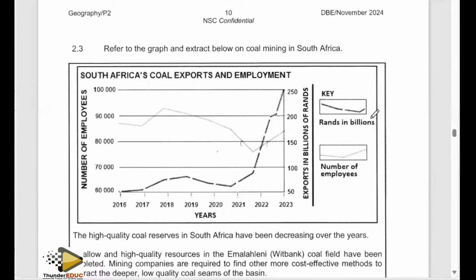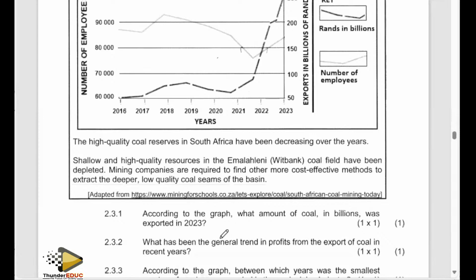So if you check these two graphs, this graph here, the broken line, is showing the trend of the income which has been earned from the export of coal, which we read from the right. And this graph here is showing employment statistics in the coal mining industry, which we also read from the left readings. Right.